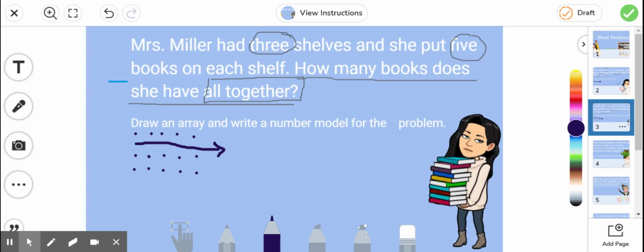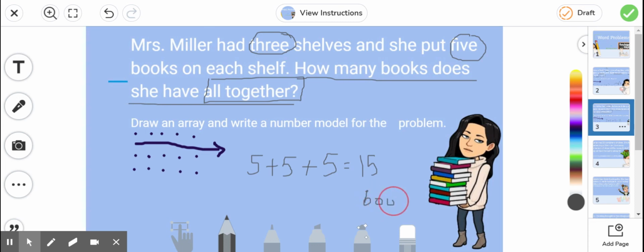Now you're going to write a number model. So I have 5 plus 5 plus 5, and you can count your books or count by 5s, 5, 10, 15, and label it 15 books.